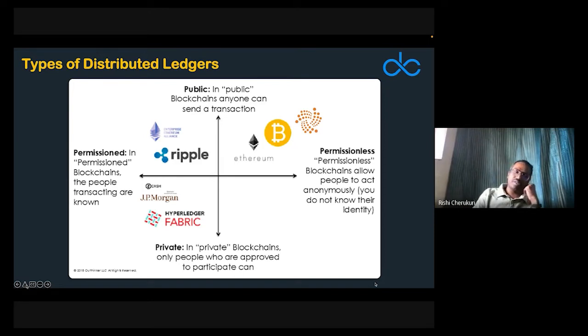So, do you know the types of distributed ledgers? What are they? I mean, which ones fall into which category? Any idea?